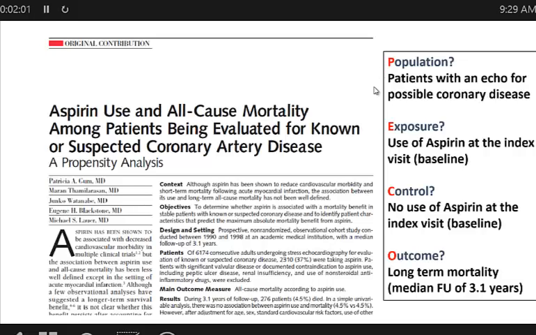So that's P. And what is the exposure of interest? What are they studying? Aspirin. Okay, so at the baseline, they divided patients into two groups. One used aspirin when they showed up for echo. Okay, that's the baseline. Who used the aspirin? That's the exposure, E. Okay, and then what is the comparison group? So they grouped patients who showed up for echo but did not use aspirin. So that's the control group.